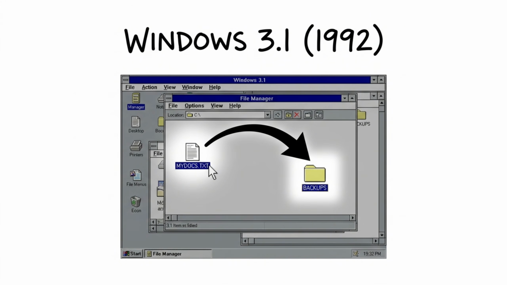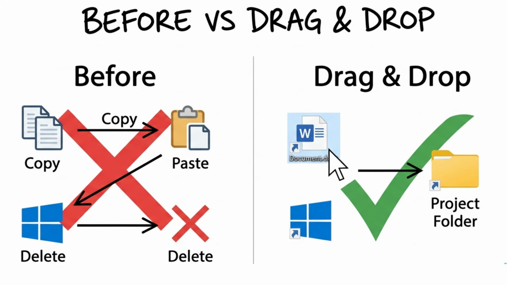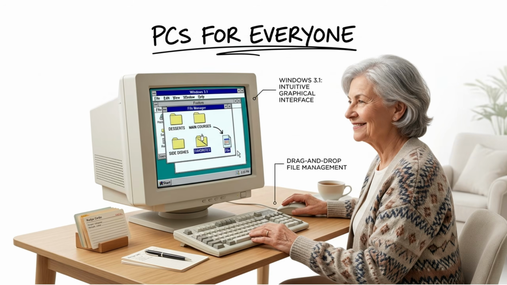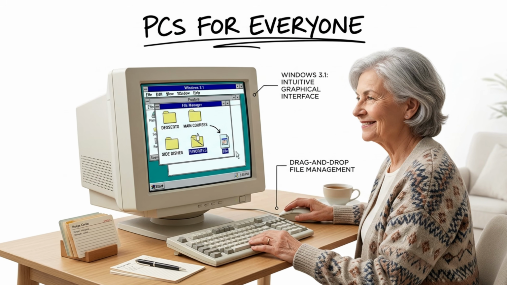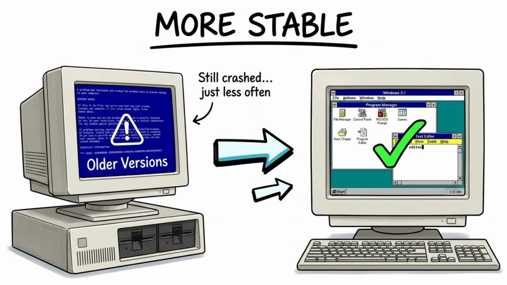2 years later, Windows 3.1 gave us the drag and drop feature. Before that, moving a file was like performing surgery. Copy, paste, delete. Now, just grab the file with your mouse and yeet it into a folder. This was huge. Regular families started buying PCs because grandma could finally organize her recipes without a computer science degree. Also, 3.1 was way more stable. Still crashed, but less often.